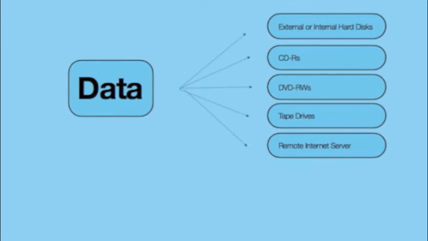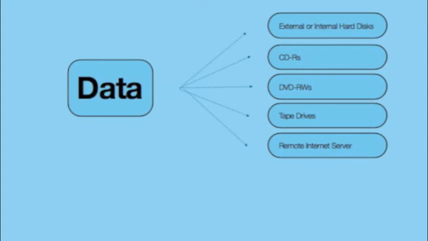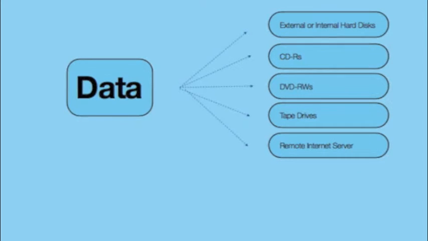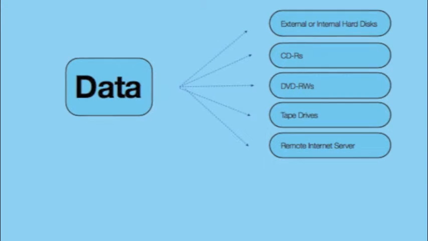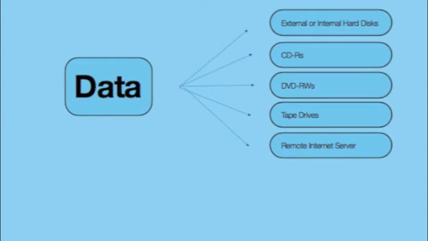A DVD or a digital video disc is very good as it can hold up to 4.7 gigabytes and has exactly the same dimensions as a CD. A tape drive is a storage device that uses a long strip of magnetic tape to store its data onto. There is also an increasing number of online backup options available, where data is stored on a remote internet server.